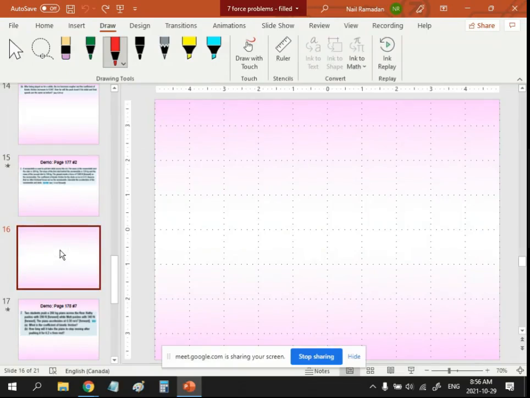Okay, I want you to divide this into 3. Not the whole thing, just halfway. Why 3? Because we have what? 3 objects or 3 FBDs.